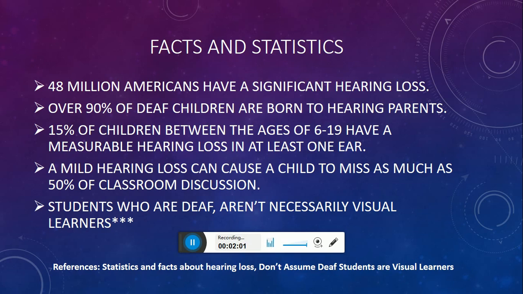Approximately 3 million children in the U.S. have hearing loss. 1.3 million of them are under the age of 3. So obviously this is a very widespread disability. And also, just because students are deaf doesn't necessarily mean they're visual learners. There are many different kinds of learners, and we have to make sure that we can quickly find out what type of learner they are in order to help them learn as best as they can.